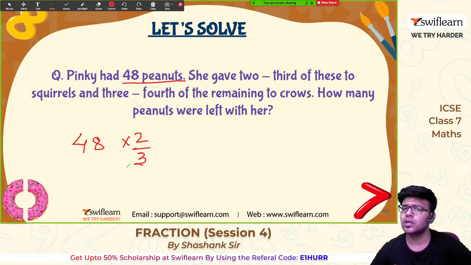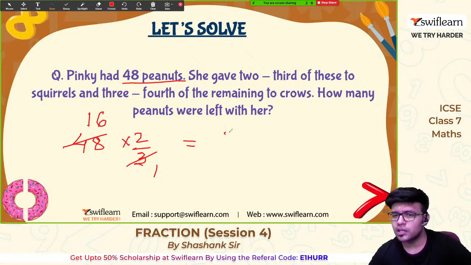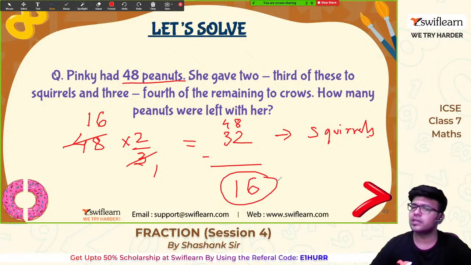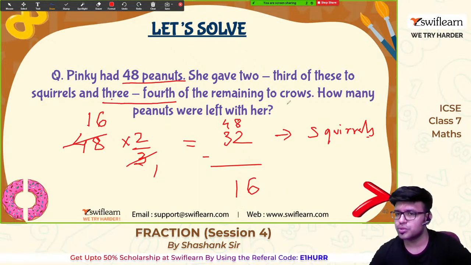Multiply 48 by 2/3. 3 ones are 3, 3 sixes are 18, 16 twos are 32. So out of 48 peanuts, she gave 32 to the squirrels. How much is remaining? Remaining is 48 minus 32, which is 16. 16 peanuts are remaining. From the 16 peanuts, she gave 3/4 to the crows.